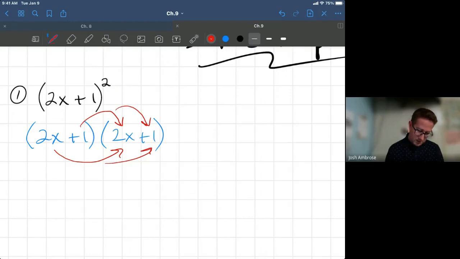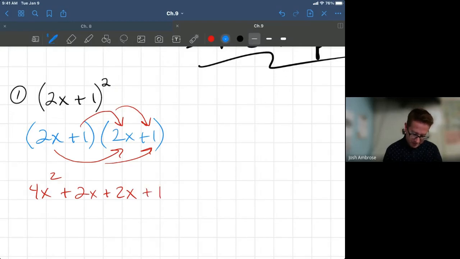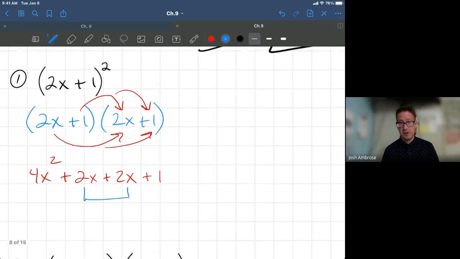Okay, all right, so 2x times 2x gives us 4x squared. 2x times 1 gives us a plus 2x. 1 times a 2x gives us another plus 2x. And then 1 times 1 just gives us 1. Now these terms right here in the middle, they are like terms, 2x and 2x. They both share the same variable, same exponent. So they could be combined together to give us 4x.